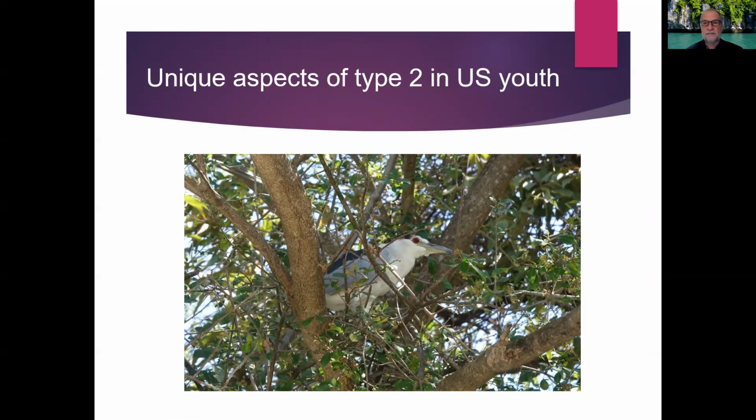The underlying physiology here is the same in adults as in kids. You see the exact same thing. So therefore, the underlying physiology here is not different between adults and children with type 2 diabetes. However, what I'd like to do is spend some time thinking about those aspects of type 2 diabetes that are, in fact, unique to youth.